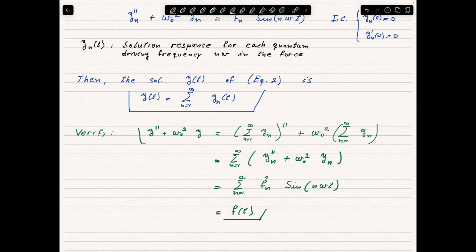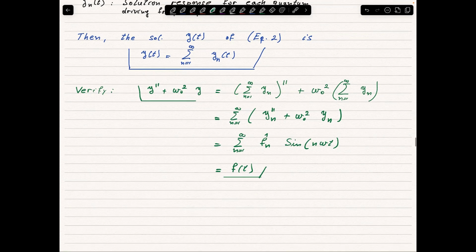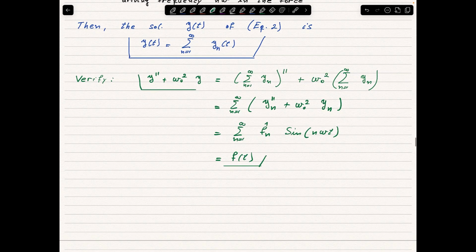So now this function, does it satisfy the initial conditions? That's the only thing we need to check. That is left. Initial conditions. Well, what is this function at 0? Well, it's the sum from 1 to infinity of yn at 0, but each one of these is 0 because that's how we found them. So this is 0, and of course the same happens for the derivative.